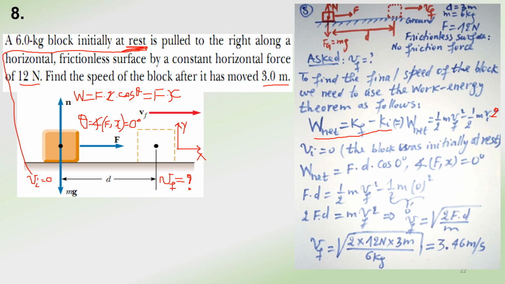Then, since the initial velocity is equal to 0, by saying that the block was initially at rest, the net work is equal to the force times distance times cosine of 0. Cosine of 0 is equal to 1. Then Fd, which is equal to the net work, equals 1 over 2 m vf squared. In this part, the initial kinetic energy is equal to 0, because the initial velocity is equal to 0. Then we may rearrange to find the final velocity. We multiply both sides of the equality by 2: 2Fd equals m vf squared. Then vf equals the square root of 2Fd over m.